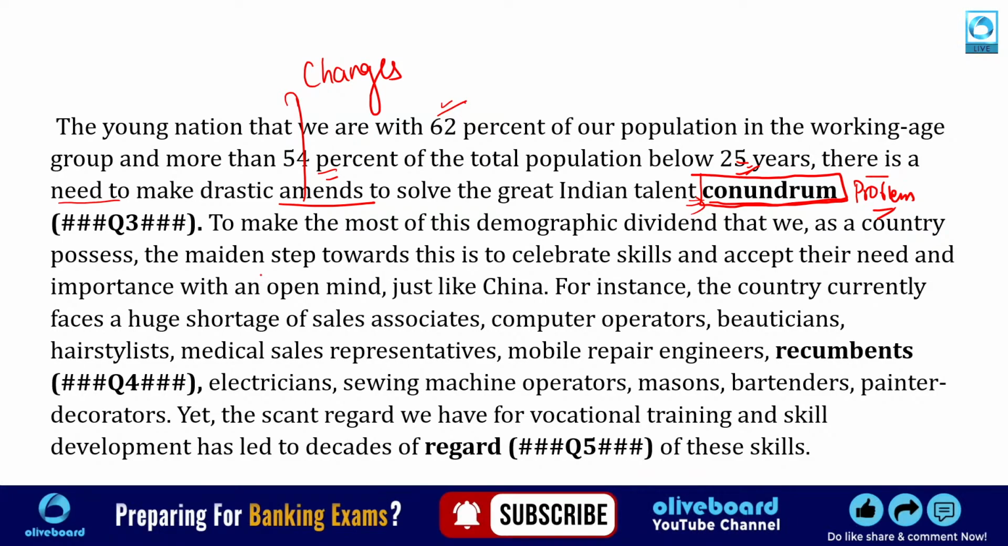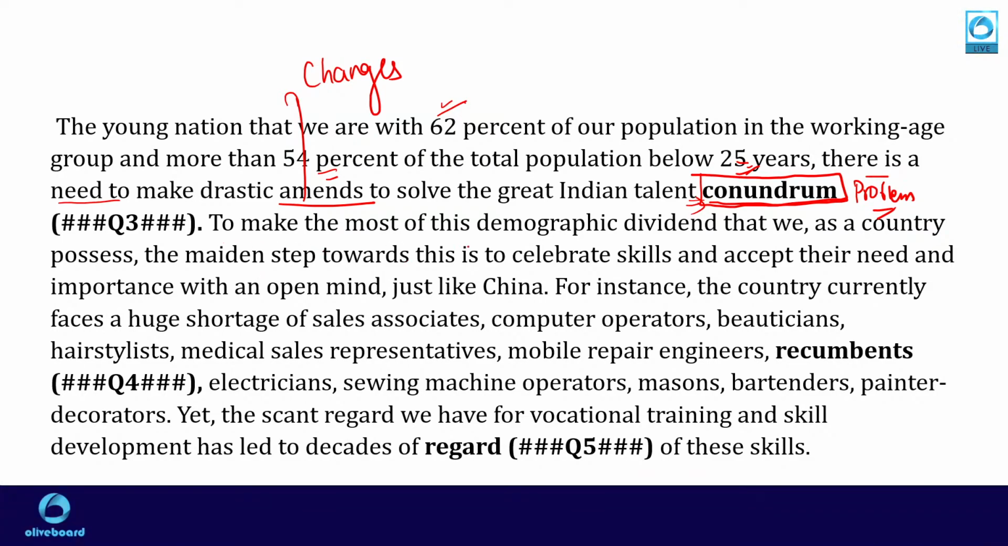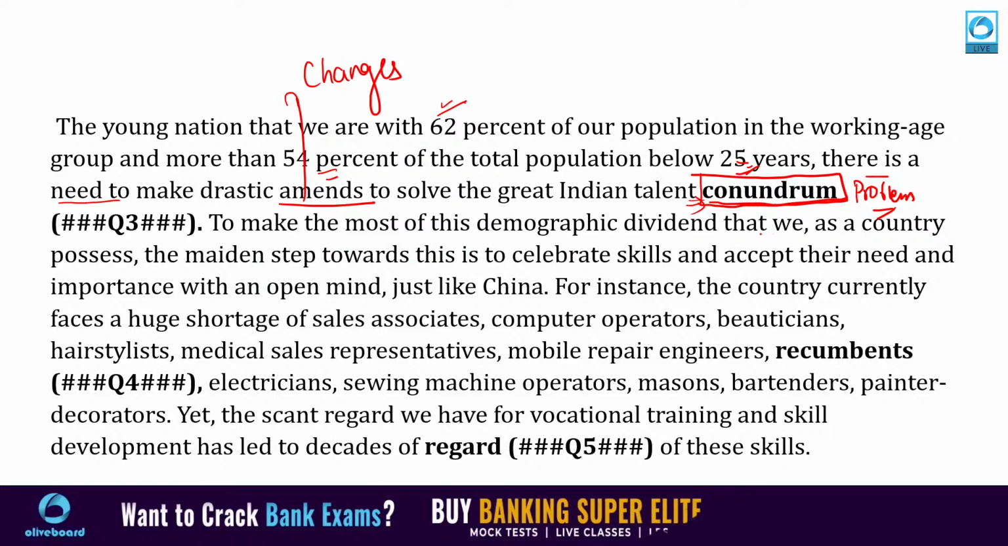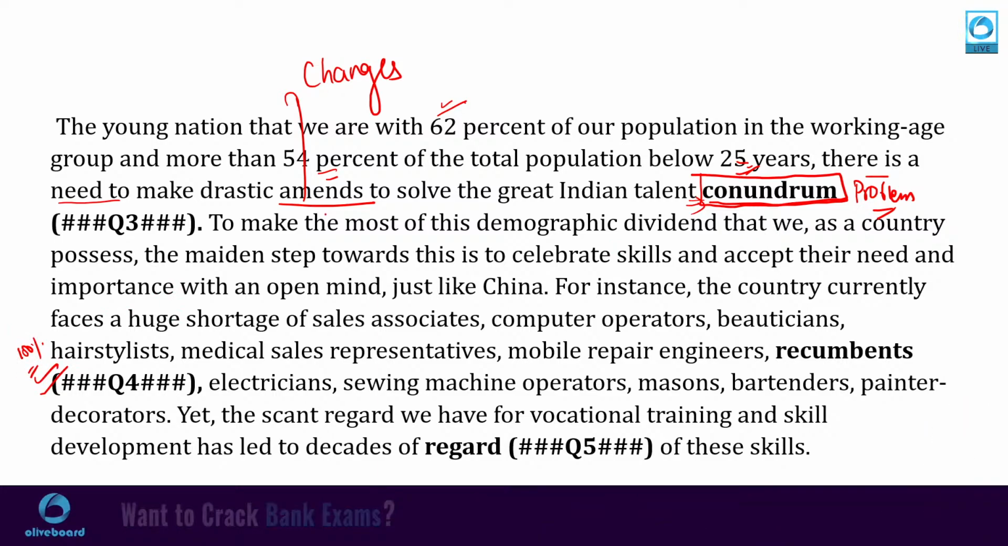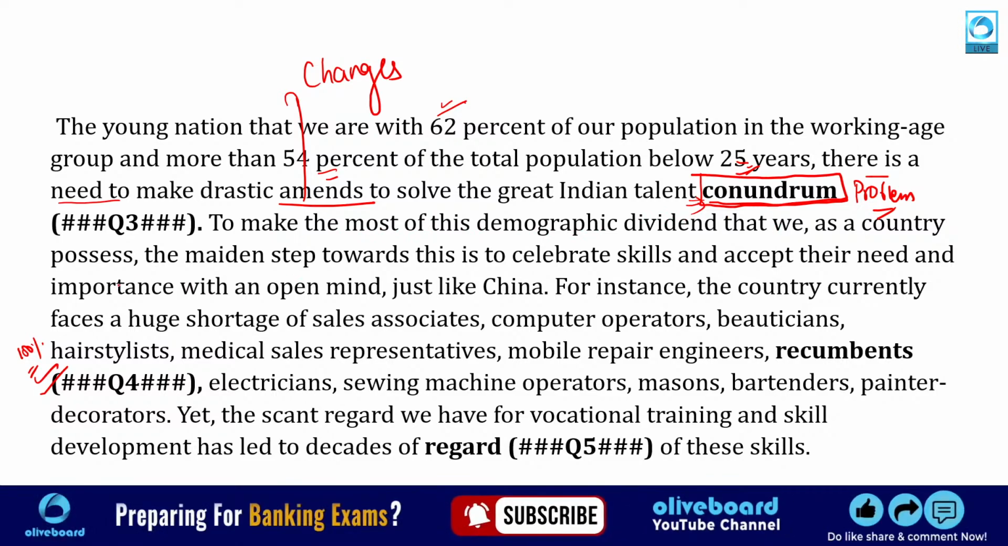Yes. Okay, next. To make the most of this demographic dividend that we... Now, this one is very easy. I want 100% accuracy here in this option, fourth one. Let's see. To make the most of this demographic dividend that we as a country possess, the maiden step, maiden means first step.